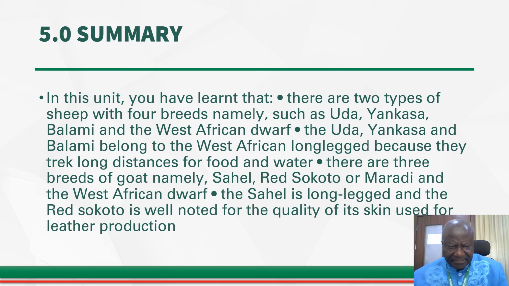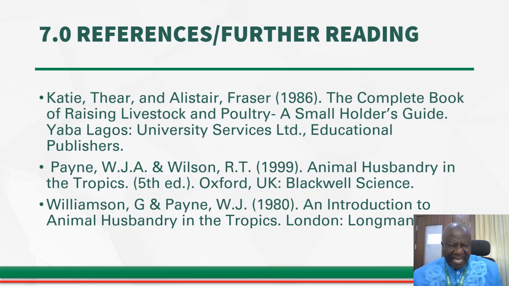The Uda, Yankasa, and Balami belong to the West African long-legged because they trek long distances for food and water. There are three breeds of goats, namely Sahel, Red Sokoto or Maradi, and the West African dwarf. The Sahel is long-legged, and the Red Sokoto is well noted for the quality of the skin used for leather production.